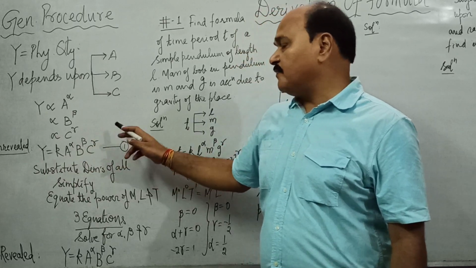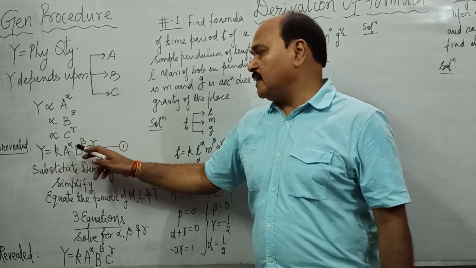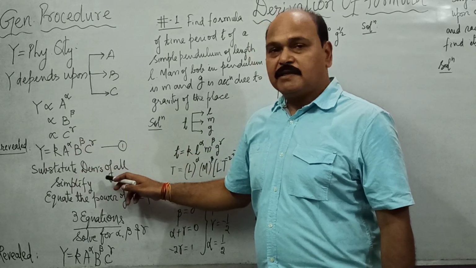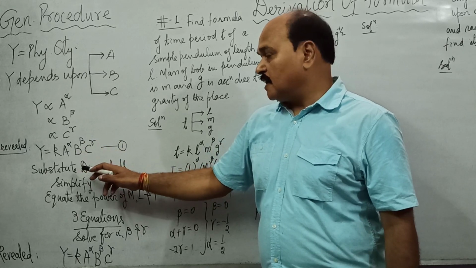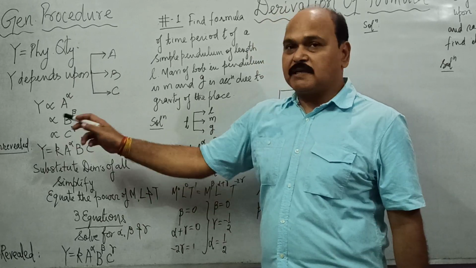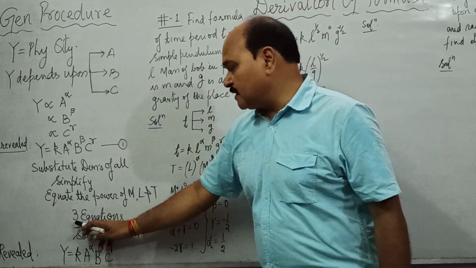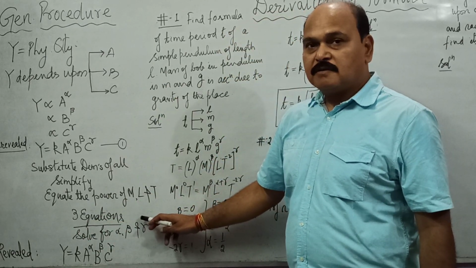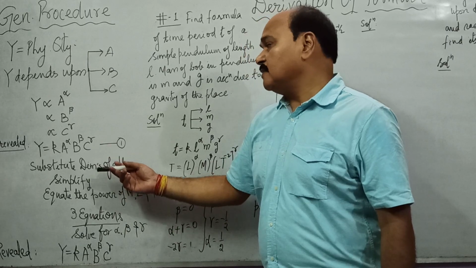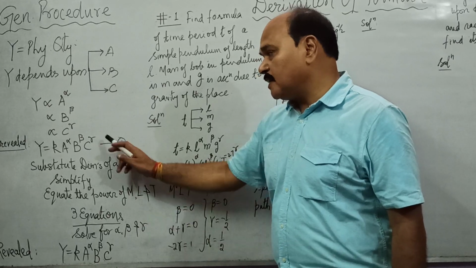So after making this unrevealed formula, we substitute the dimensions of all the quantities y, A, B, C. And after substituting, we simplify both the sides. And after simplification, we equate the powers of M, L and T over both the sides. And once we equate the powers of M, L and T, we get three equations. And there are three variables also. So we solve these three equations, we get the values of alpha, beta and gamma. We substitute these values of alpha, beta and gamma in this formula.